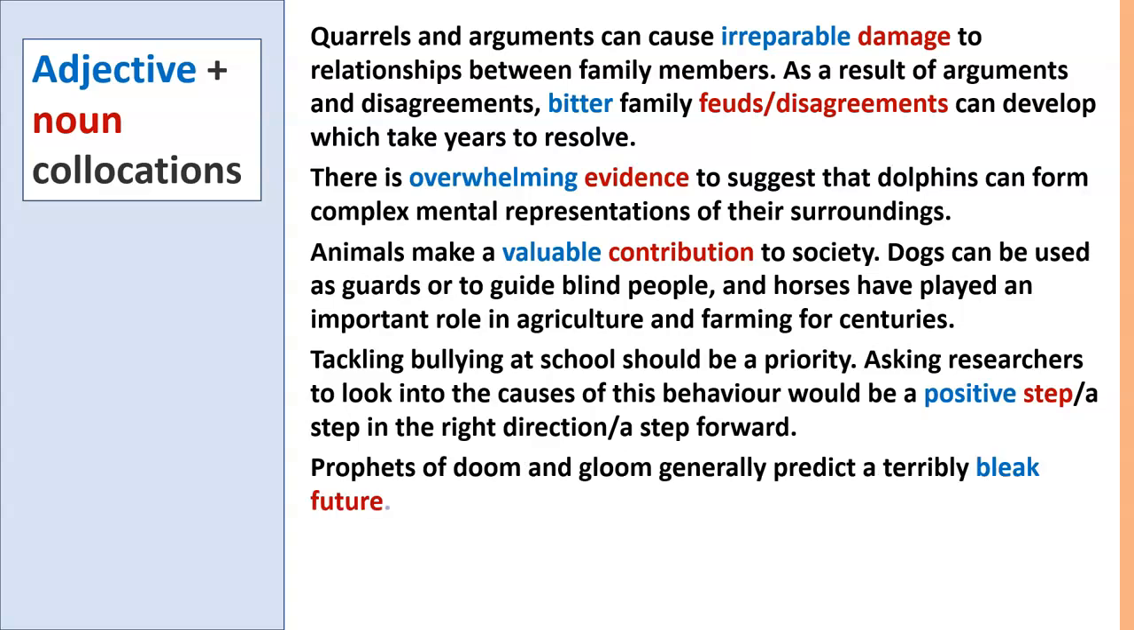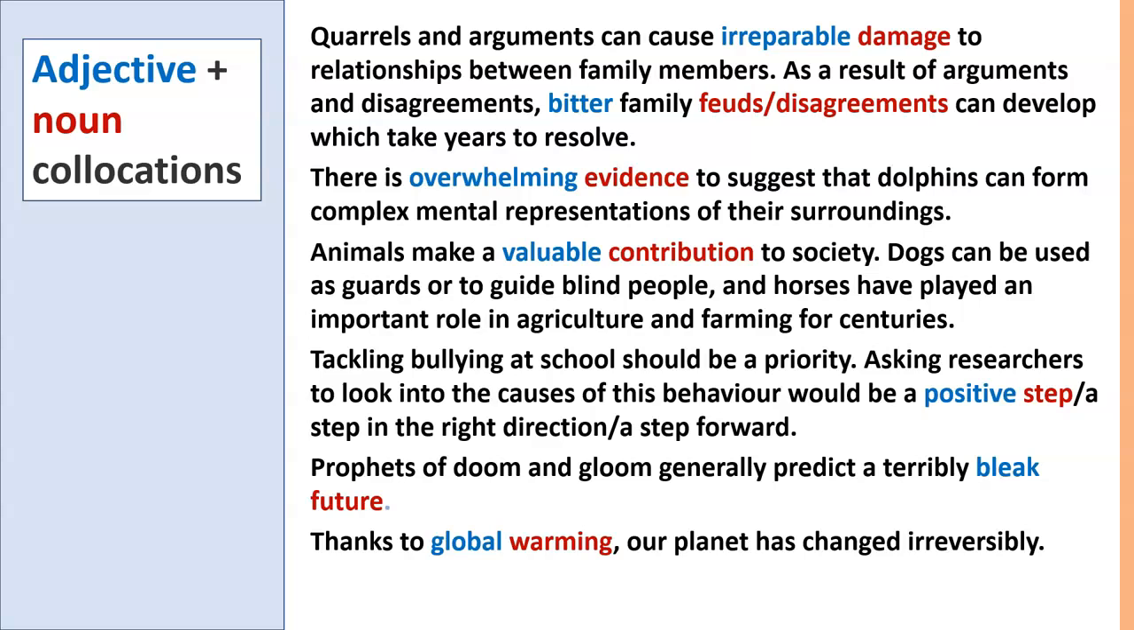However, if there is a bleak future, then the things which are going to come are terrible or horrible. We can refer to global warming, and this is the process of the planet getting warmer. You might argue that this is a compound noun instead of an adjective noun collocation, but it doesn't really matter. It's still a nice noun phrase and will still get you lots of credit in the exam.